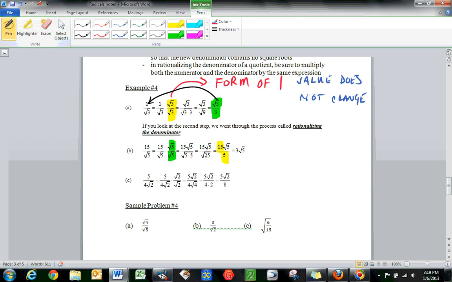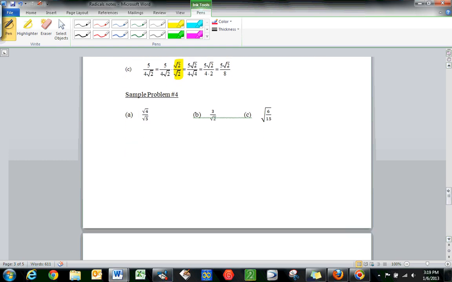Now, this last example is very important. Notice that when we had 4 times the square root of 2 in the denominator, we only needed to rationalize by the radical. It was unnecessary to include the whole number 4 to eliminate the radical. So you will run into some problems of this nature as well. So go ahead and take the time to do sample problem number 4. Pause the video and see if you can work those problems real quickly.